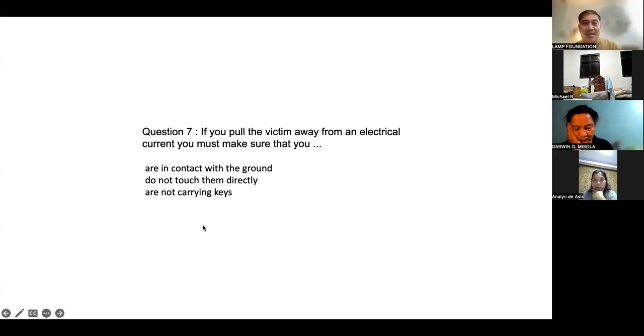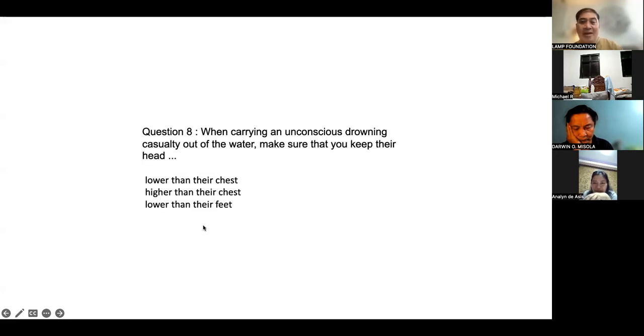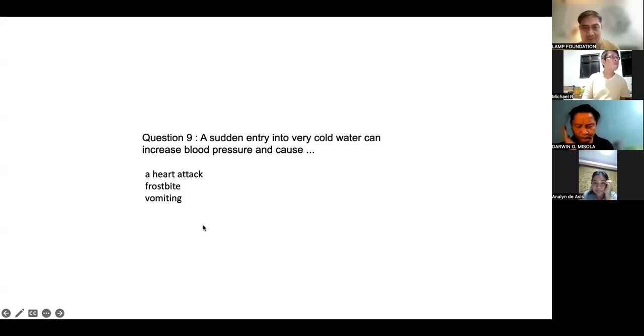If you pull the victim away from an electrical current, you must make sure that you do not touch them directly. When carrying an unconscious drowning casualty out of the water, make sure that you keep their head lower than their chest.